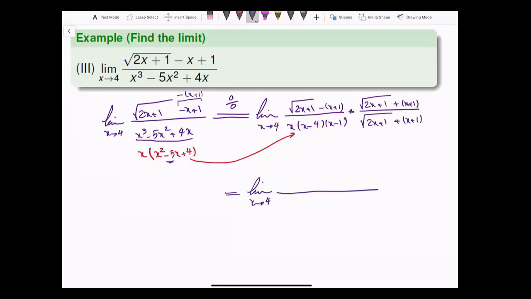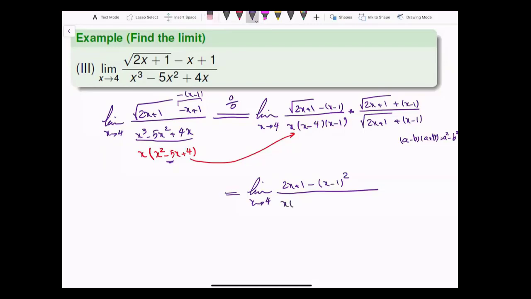Now, in the numerator, we have a minus b times a plus b, that is a squared minus b squared, which will be 2x plus 1 minus x plus 1 squared. Oh, did I make a mistake here? Yes, I did. This is not minus x plus 1. This is minus x minus 1 because I am factoring out the negative sign there. So this will be x minus 1.